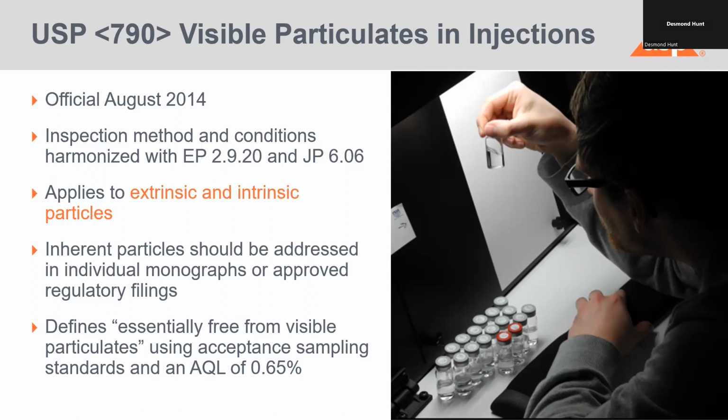But the big thing that gave the new bit of information to 790 that really pushed this topic forward within our industry was that we actually defined what essentially free was. And so essentially free is using acceptance sampling standard and an AQL of 0.65%. And this AQL value was actually developed through various PDA surveys looking at critical defects and the rate at which they were seeing failure. So it was a collaboration between USP and PDA and how we came up with this final definition of what essentially free actually is.